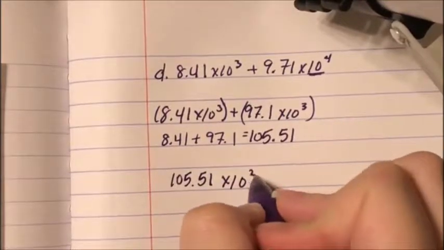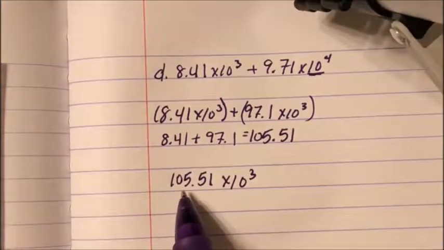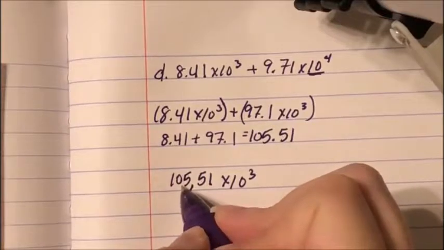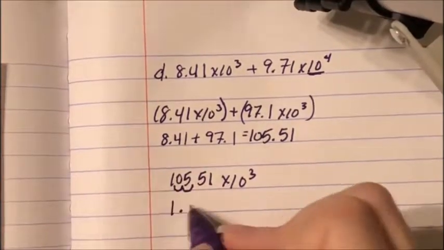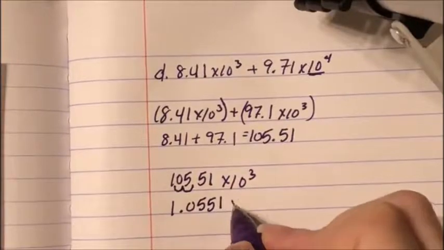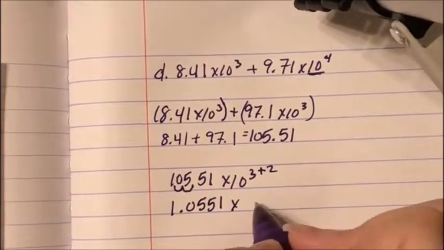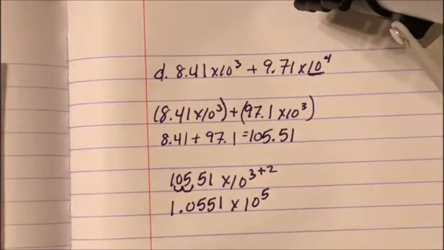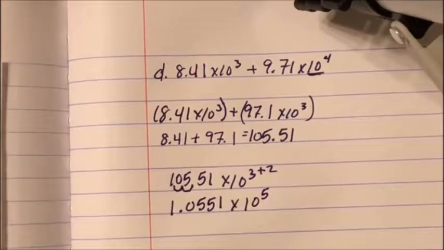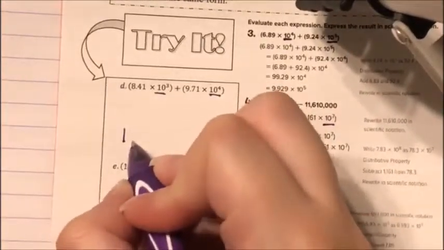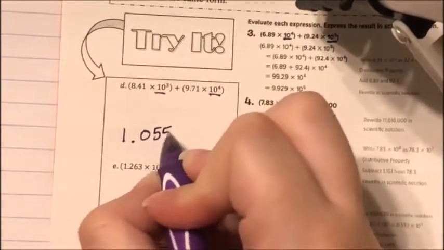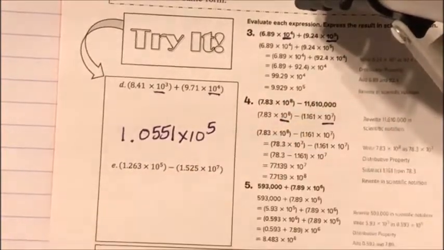Okay. So I have 105.51 times 10 to the 3rd. This is not in scientific notation. I need to move my decimal 2 places to the left. Remember, it can't be more than 10. Okay, so this is 1.0551, and I moved it 2 places, so I add 2, times 10 to the 5th. Okay, so my answer for D is 1.0551 times 10 to the 5th.